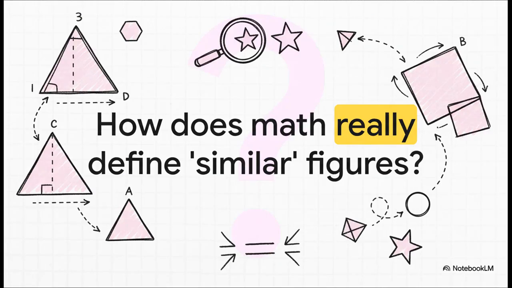So we say same shape, different size, but that's a little vague, isn't it? How can we be super precise about it? How can we prove it? Well, math gives us a really powerful and exact way to define similar, and it's all about a specific kind of journey from one shape to the other.